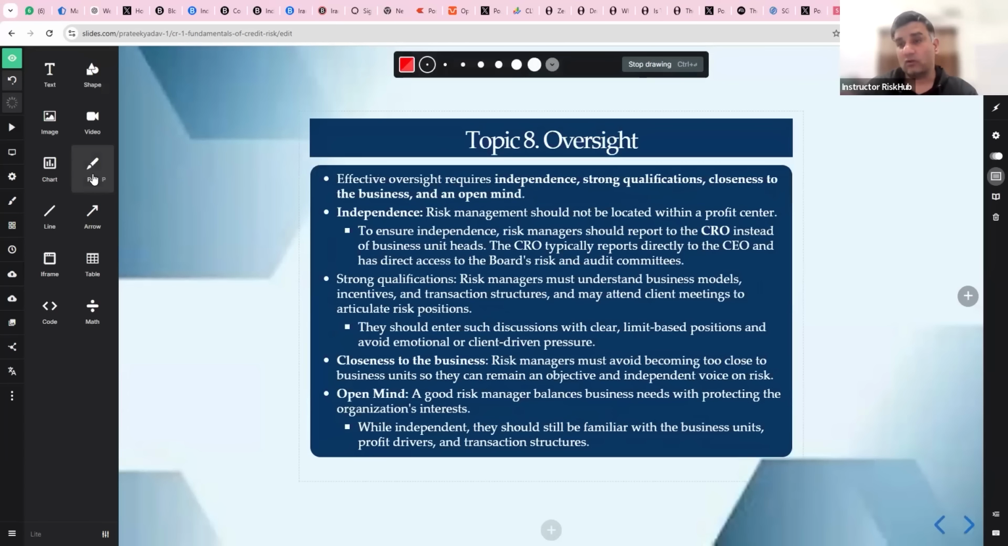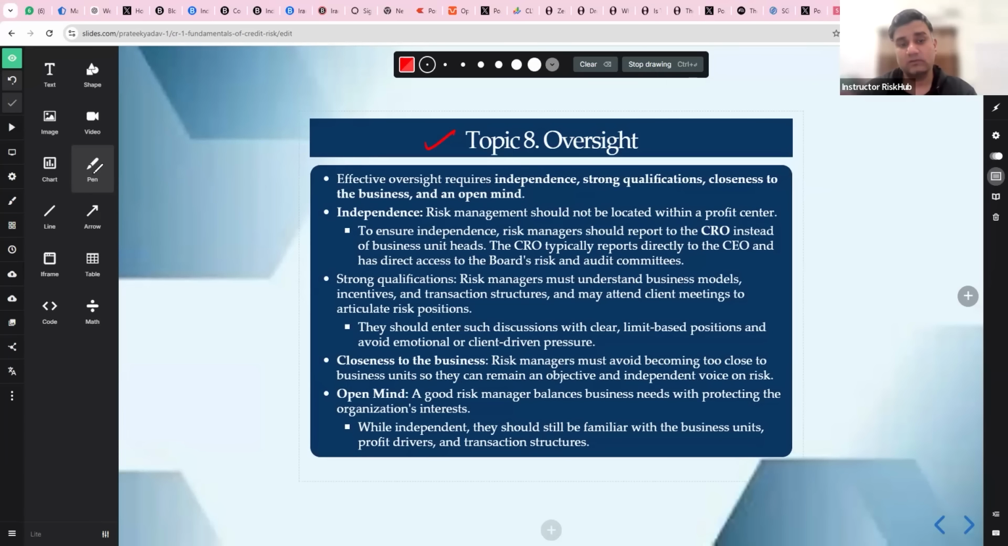Then we come to your oversight. When we discuss your oversight, up to now we have covered your policies, your limits, your delegation, your breaches. Now we look at your oversight, then your reporting structure, then your transaction risk parameters and the credit committee governance side. So this is where the FRM now shifts from risk modeling to risk leadership thinking.